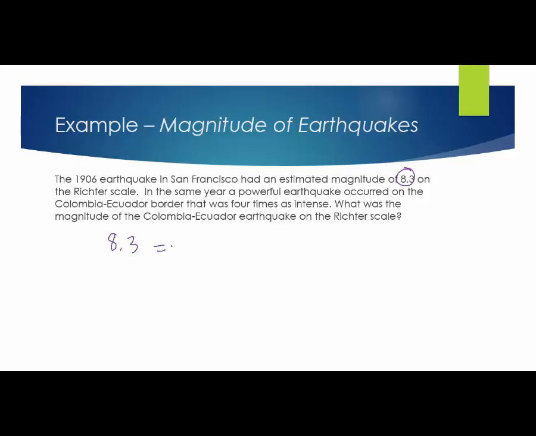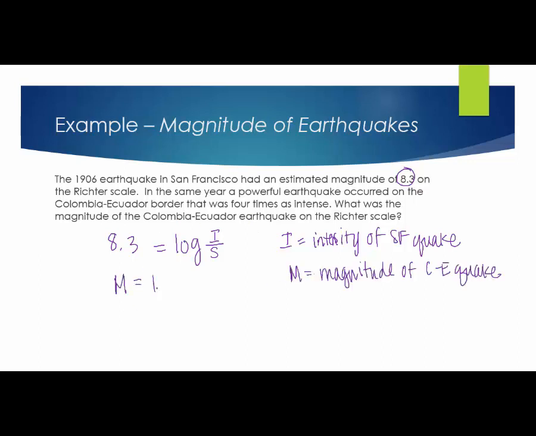8.3 should equal the logarithm of the intensity of that San Francisco earthquake over that standard intensity. So I'm letting I be the intensity of the San Francisco quake. If we want to think about the magnitude of the Colombia-Ecuador earthquake, let me just call it M. I know that magnitude is the logarithm of the intensity, which would be 4 times as intense, so it might look like this.